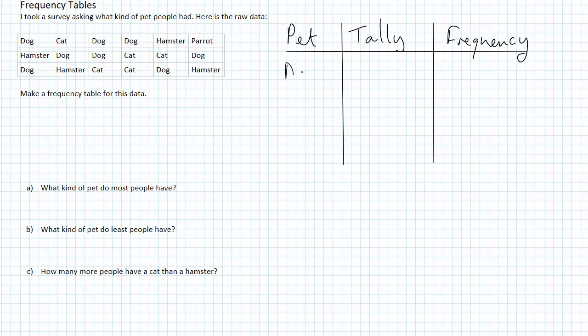Okay, so what kind of pets have we got? We've got dog, cat, hamster, and parrot. Okay, and I'm just going to read along, and I'm going to put a tally mark by each one as it comes up. So dog is the first one, and then cat, just reading along that line from left to right. So it's going dog, cat, dog, dog, and then hamster, then parrot.